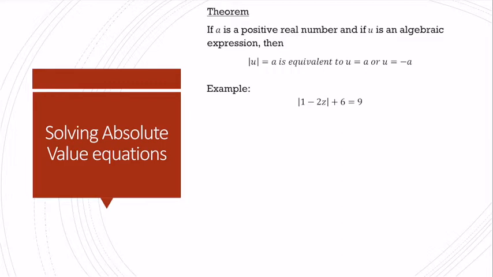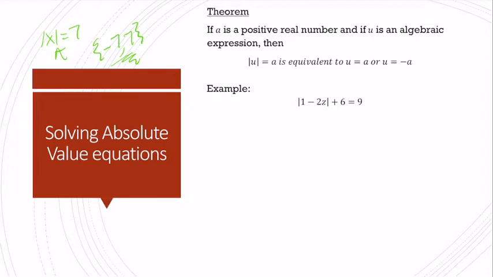When I'm solving absolute value equations, I have to keep in mind that the absolute value of my expression set equal to a constant is going to be u equals a or u equals negative a, right? Because if I had the absolute value of x equals 7, what are the two values of x I could have? Well, my solution set would be negative 7 or 7, because both of these would give me an absolute value of 7.